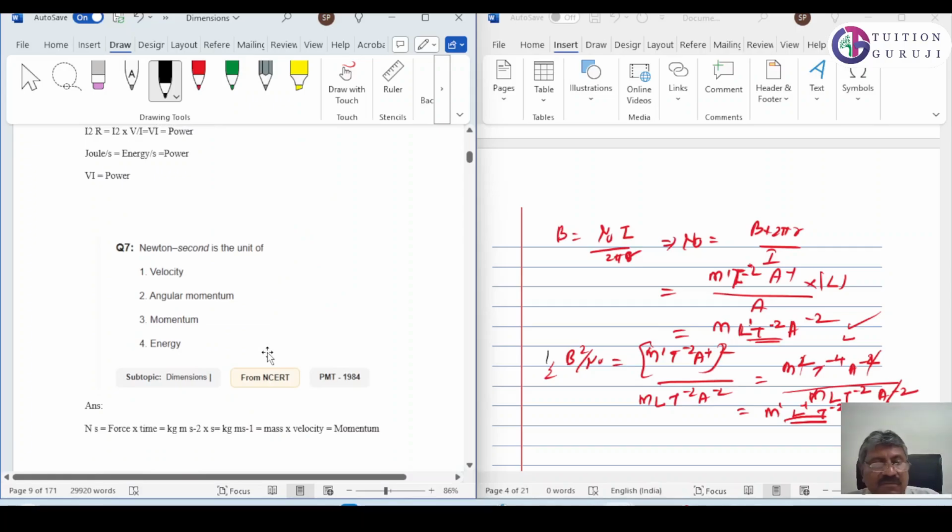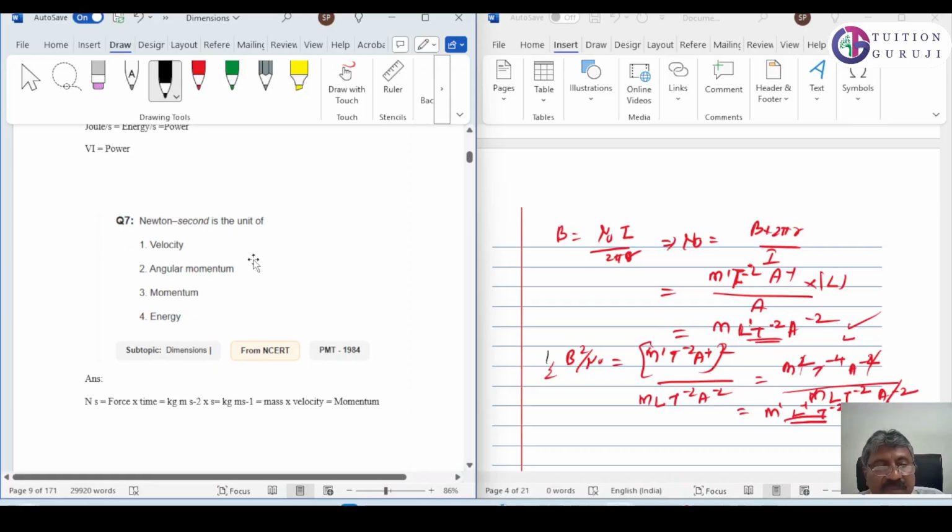Newton second is the unit of what? Newton second is force into time. Force into time is nothing but momentum, so it is the unit of momentum.